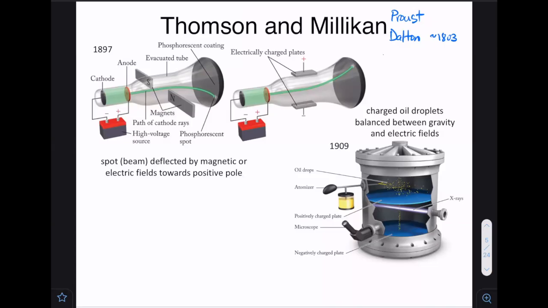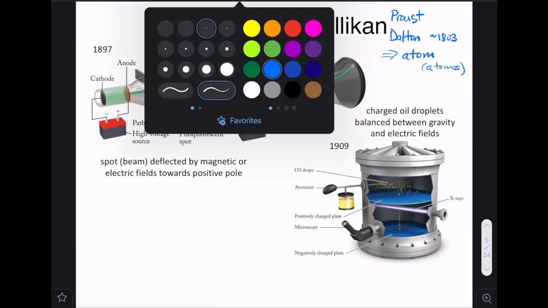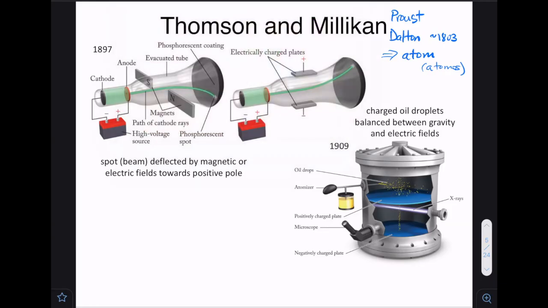From this work, we came up with the first model of how an atom is structured. In fact, the first idea of what these things were. The word atom comes from the Greek atomos, which means to not cut. And Dalton's model of the atom was simply that, something that can't be divided any further. It can't be cut further.